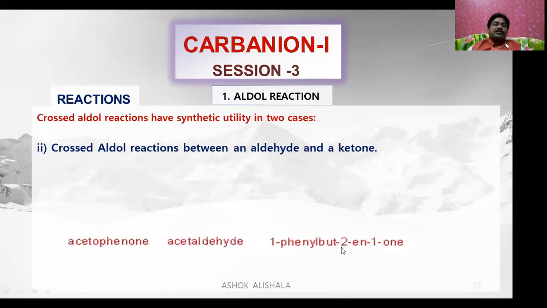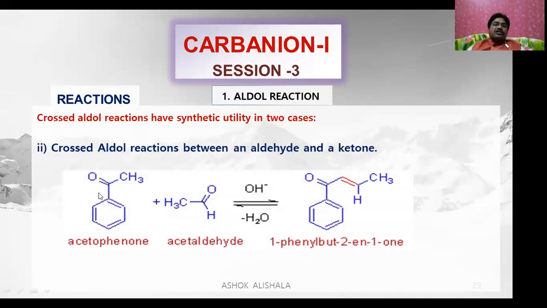See this reaction. This is acetophenone, which has the alpha hydrogen, and this is acetaldehyde, which also has an acidic proton. In the presence of base, you get 1-phenylbut-2-en-1-one only. So this is also very useful.